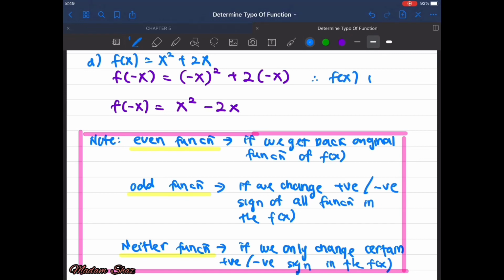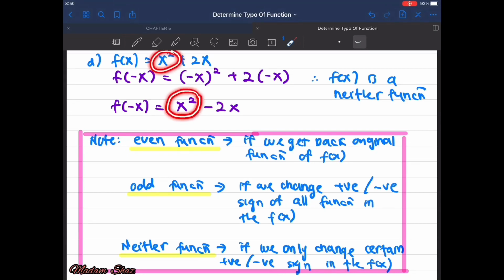So f(x) is a neither function. Why neither function? Because it only changes certain positive and negative signs. Why certain of sign? Because this one x square, it remains the same thing, x square.